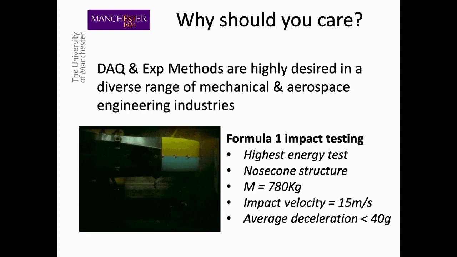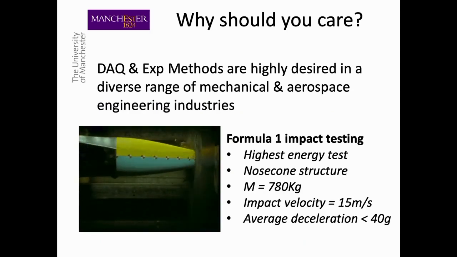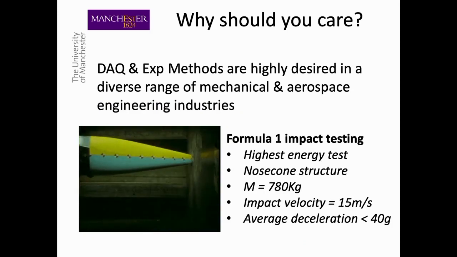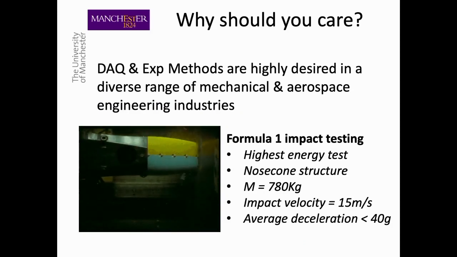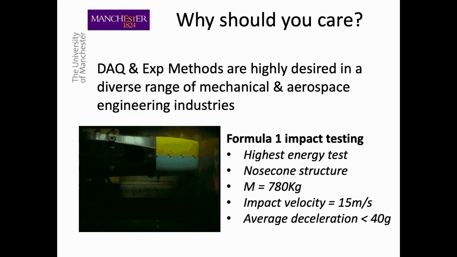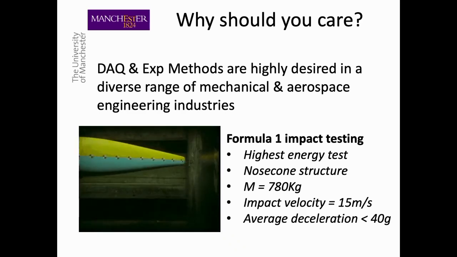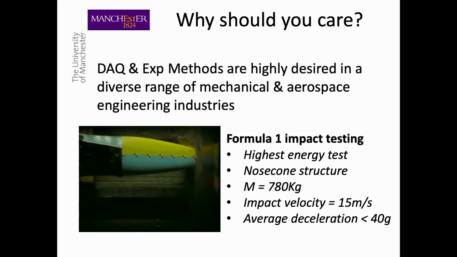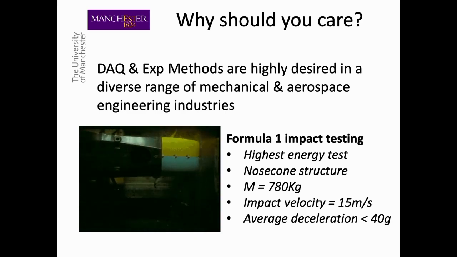Here's another example for you. So Formula One, impact testing. So we want to know whether these vehicles are safe and whether they meet the relevant standards to be safe to use. So we do a highest energy test. So we do a nose cone with a mass of about 780 kilograms. And what we're looking at doing with an impact velocity of 15 meters per second is to make sure we get an average deceleration here of less than 40 Gs. When we peak above that, that means that we're going to damage the person who's operating that vehicle, and we don't want to do that. So some of the standards that we use for this.